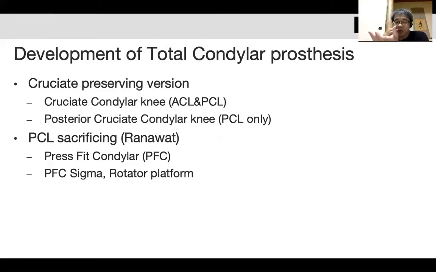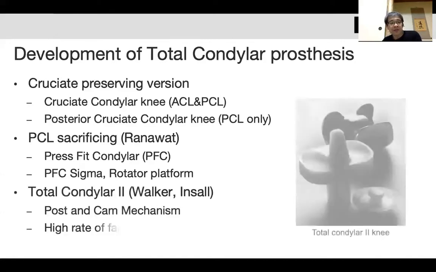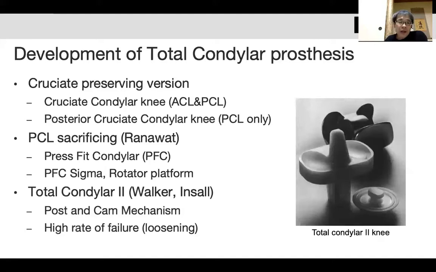So high stress due to the high conformity between the bearing and the femoral component will go to the rotation motion. So it reduces the bone and prosthesis implant interface stress. So it can reduce the loosening. And another way is the post-and-cam mechanism. This is just like the PS knee, the current PS knee.